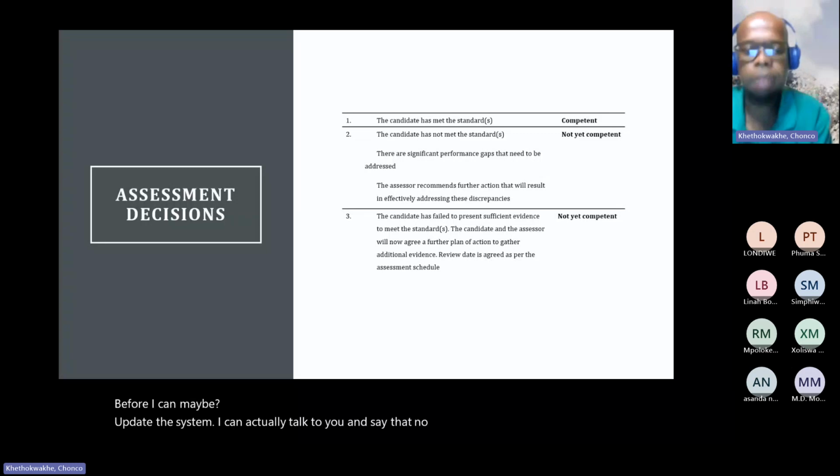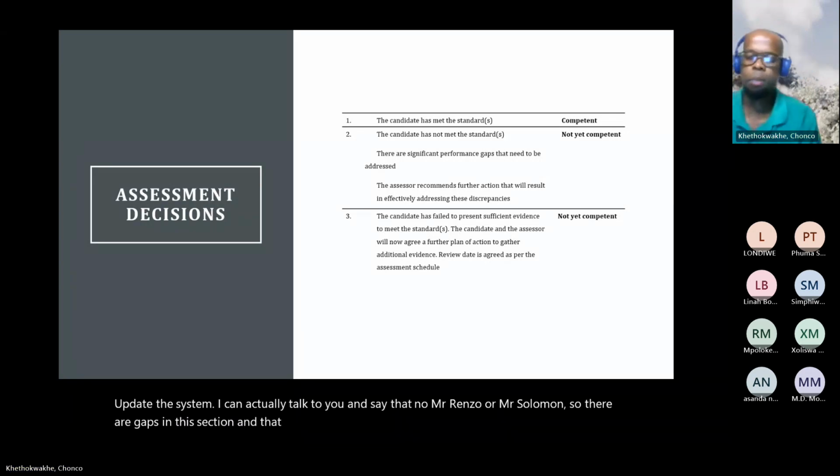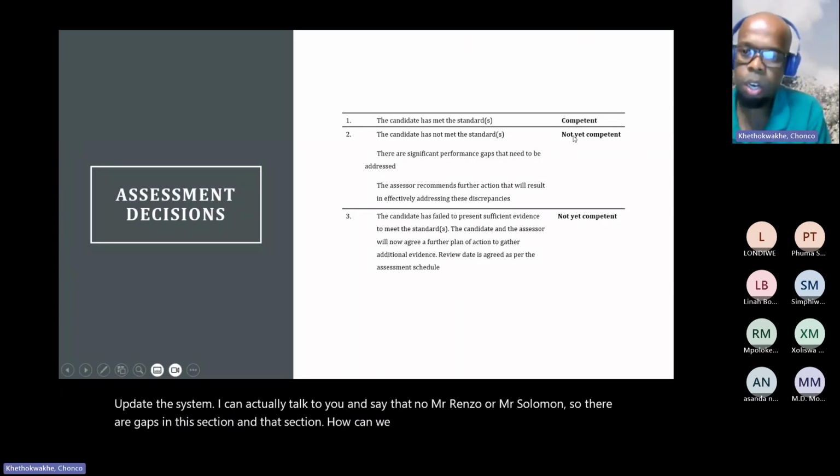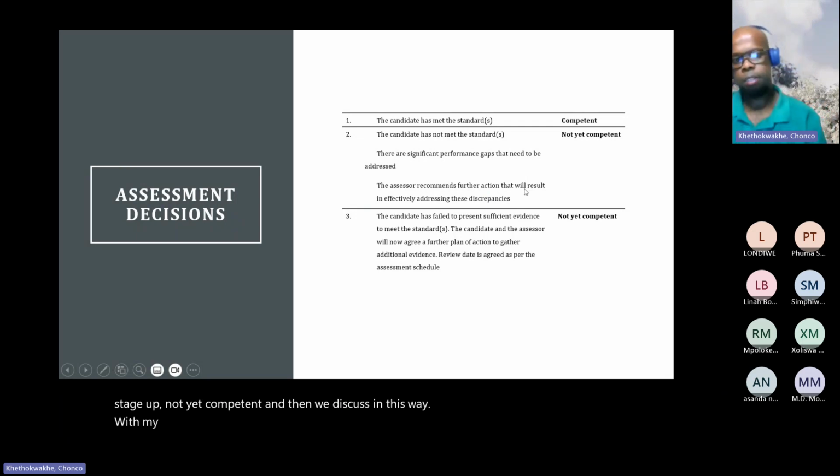So there are gaps in this section and that section. How can we address it? Because you are sitting on a stage of not yet competent. And then we discuss and you say, I know, I forgot to put my ID. I'll scan it and send it to you. And then that is the gap that is absent.